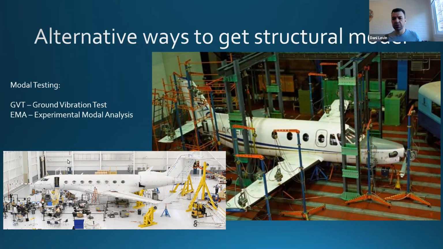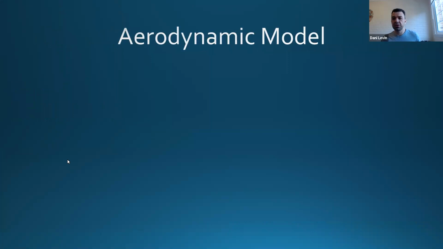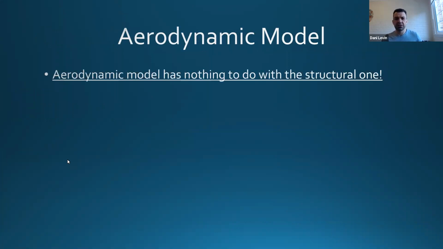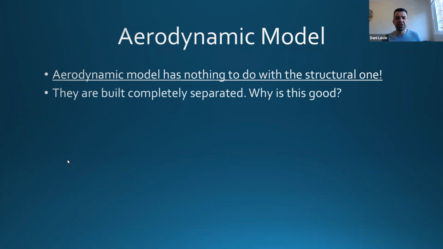Okay, we talked about the structural model. Now let's talk about the aerodynamic model. The first thing we need to say is that the aerodynamic model has nothing to do with the structural one. They're built completely separately. And why will this be good? Why do you think? Because we can optimize the model for the two different calculations. We're going to have the best mesh for the aerodynamics and the best mesh for the structure, and they can be different. That's one of the reasons.